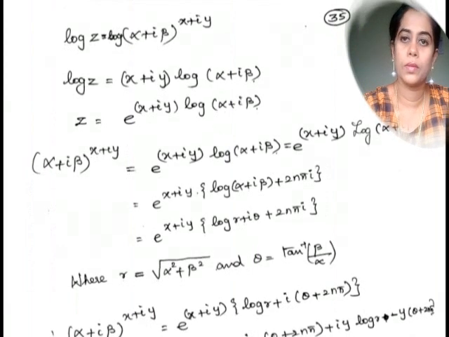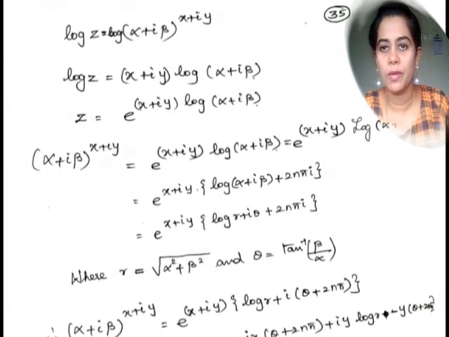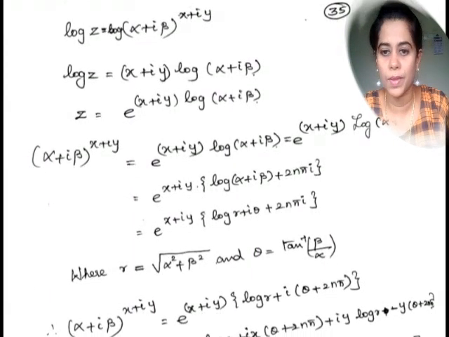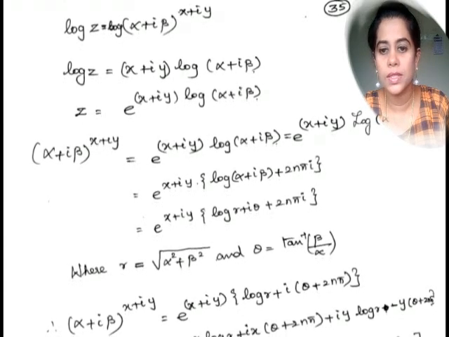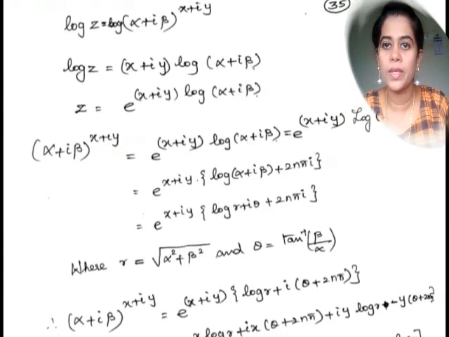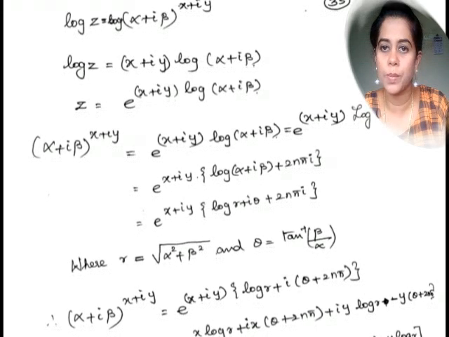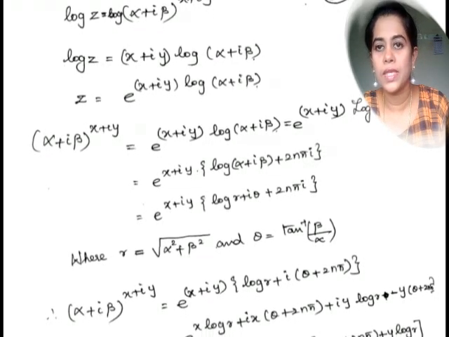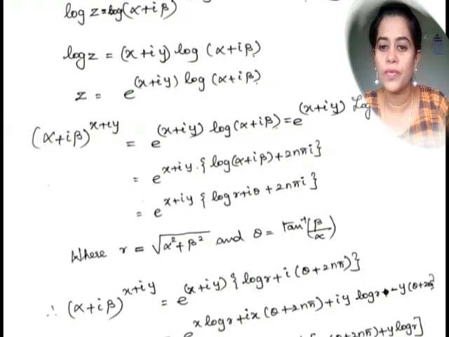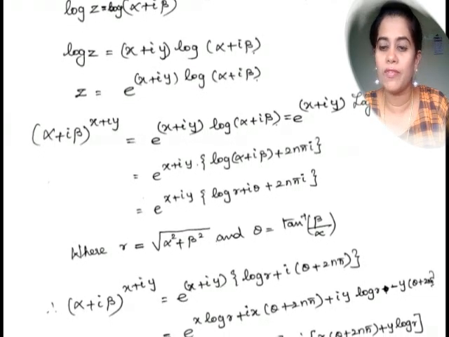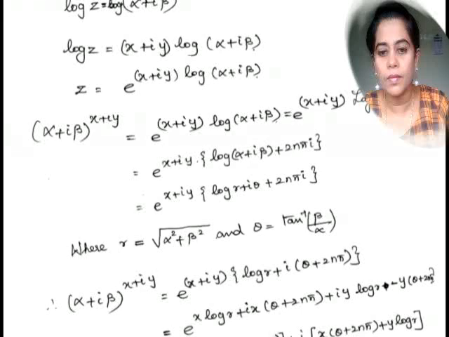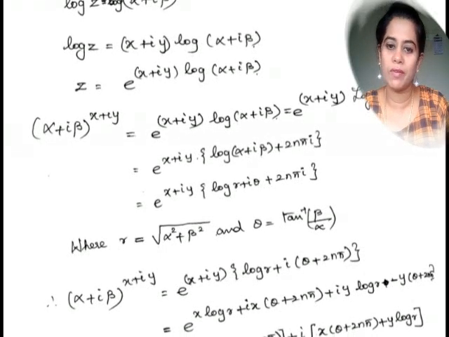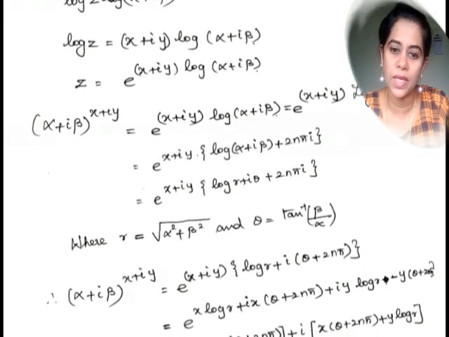So what will happen? Taking log on both sides, log z is equal to log of (alpha plus i beta) the whole power of (x plus iy). Then log z is equal to (x plus iy), by the log of m power n rule, times log of (alpha plus i beta). So raising e on both sides, z is equal to e power of (x plus iy) log of (alpha plus i beta). What is z? z is equal to (alpha plus i beta) the whole power of (x plus iy).